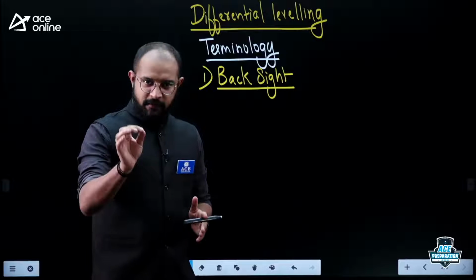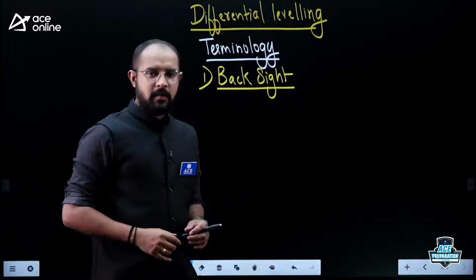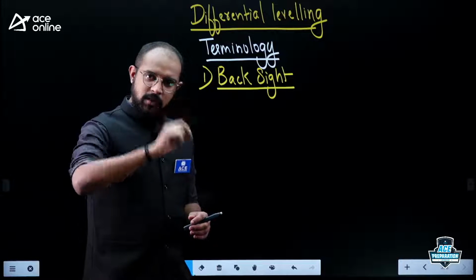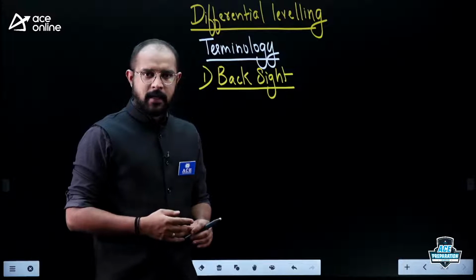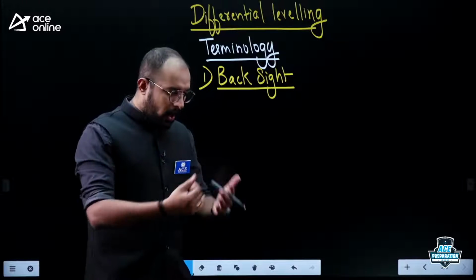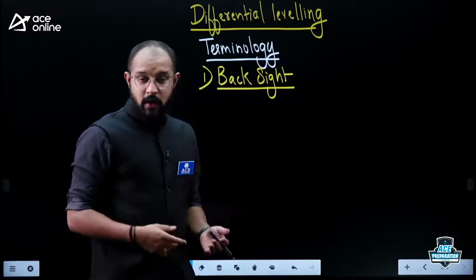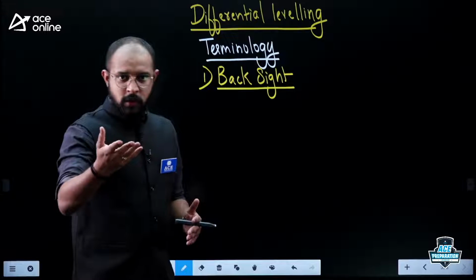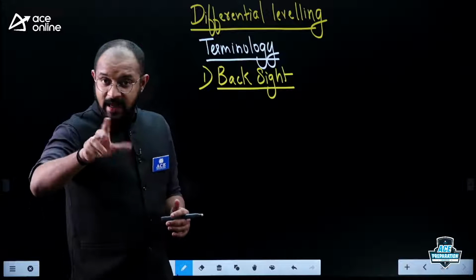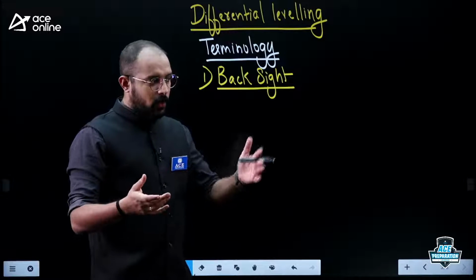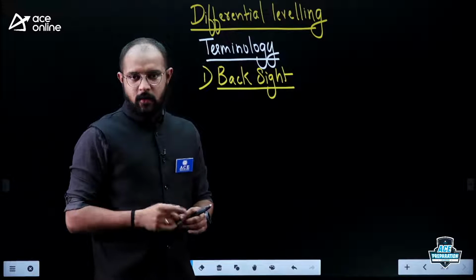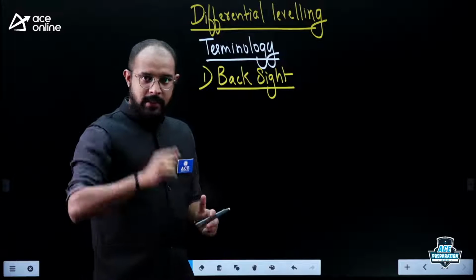Why? Because if you say that the first reading taken is a backside, you are indirectly also saying that all throughout the leveling there is only going to be one backside. Now we both know that is not really true. We can have multiple backsides. So the entire definition of backside is not only the first staff reading taken. There is something more to it. Let us try and understand.